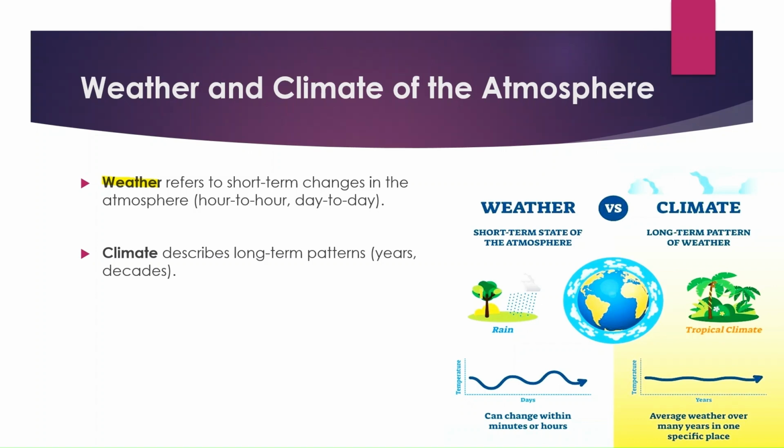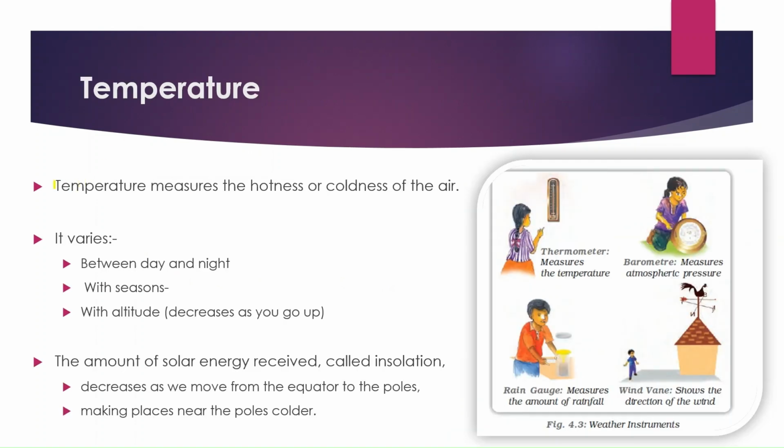Climate, on the other hand, is the average weather over a long period. So it describes the long-term pattern, over years or decades. So that is why it is generally hot in summers and cold in winters. Next topic is temperature. Temperature measures the hotness or the coldness of the air. So the temperature we feel is the temperature of the atmosphere.